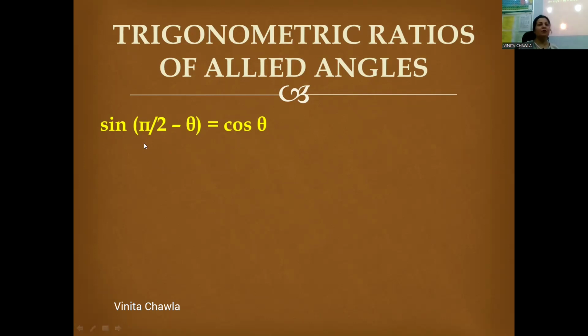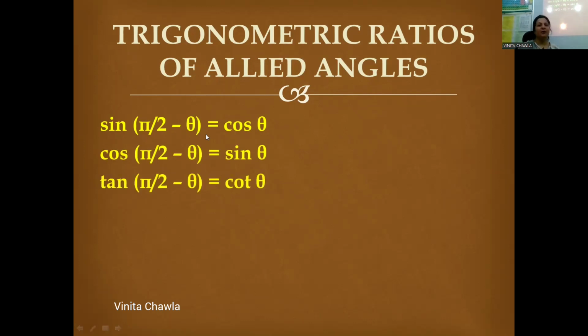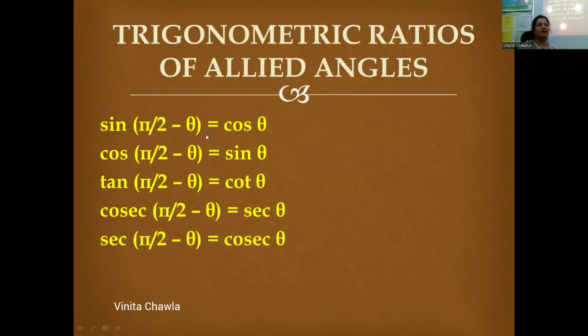So sine pi by 2 minus theta is cos theta. Cos pi by 2 minus theta is sine theta. Pi by 2 is 90 degree. Tan 90 degree minus theta is cot theta. Cot 90 degree minus theta is tan theta, and cosec 90 degree minus theta is sec theta. Sec 90 degree minus theta is cosec theta.